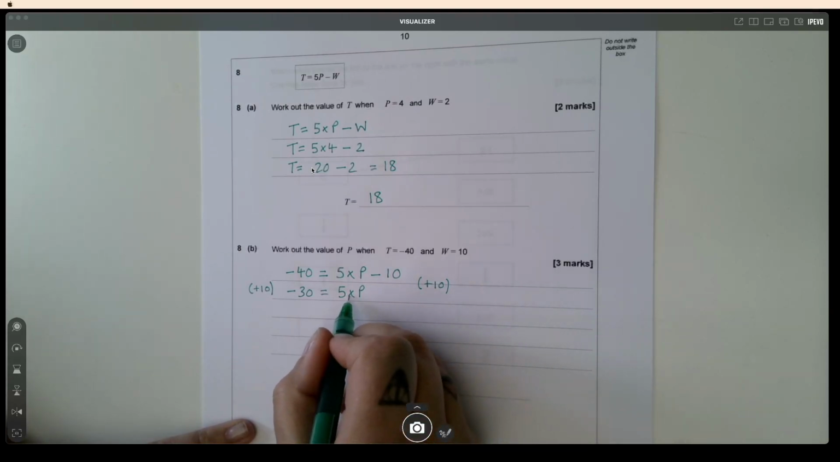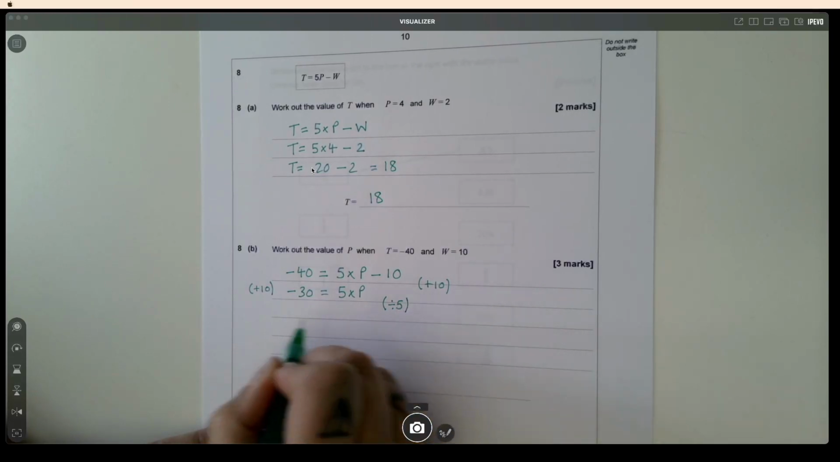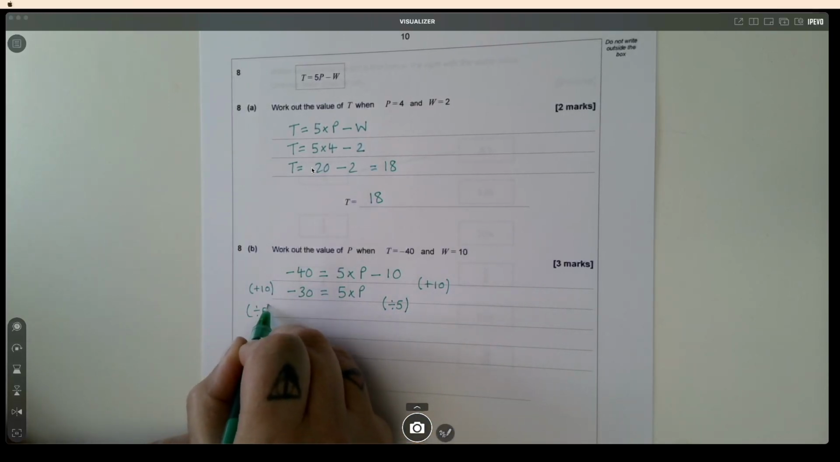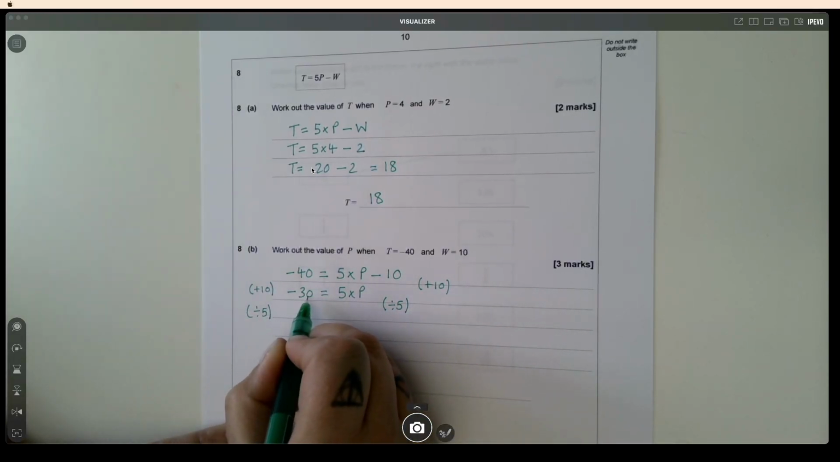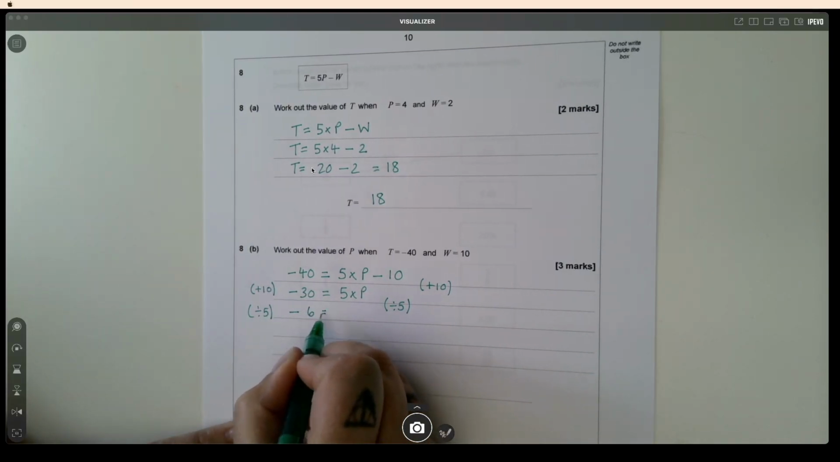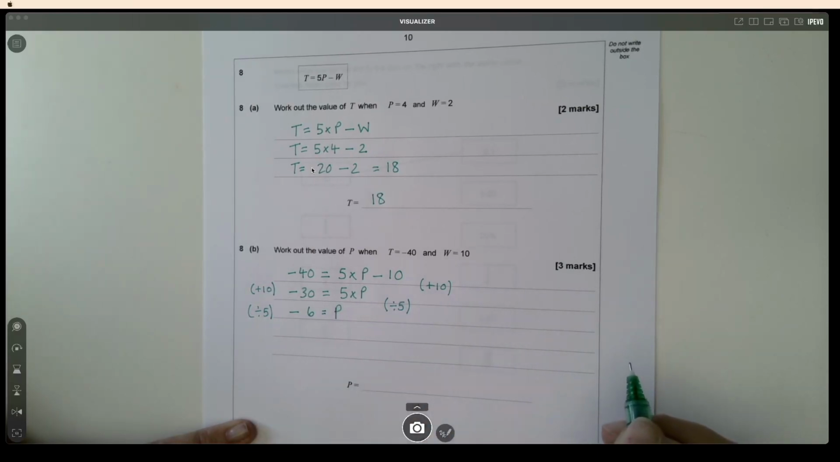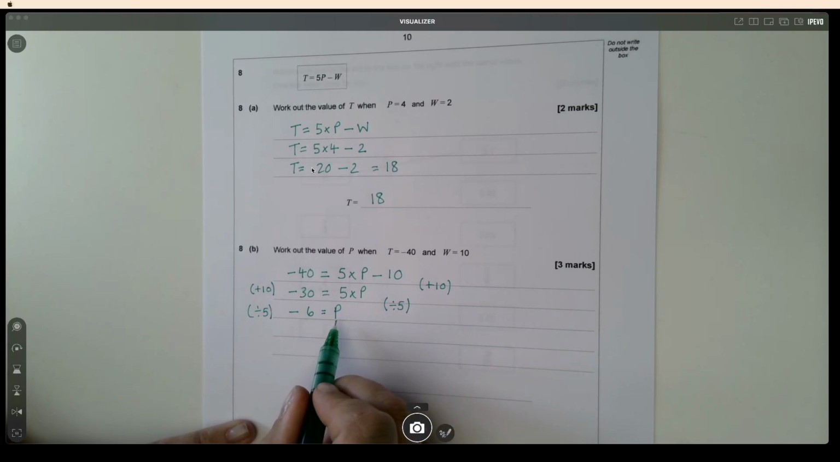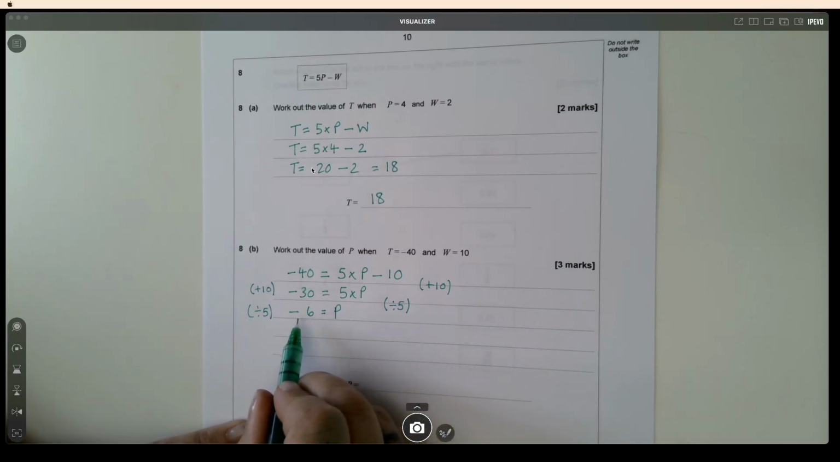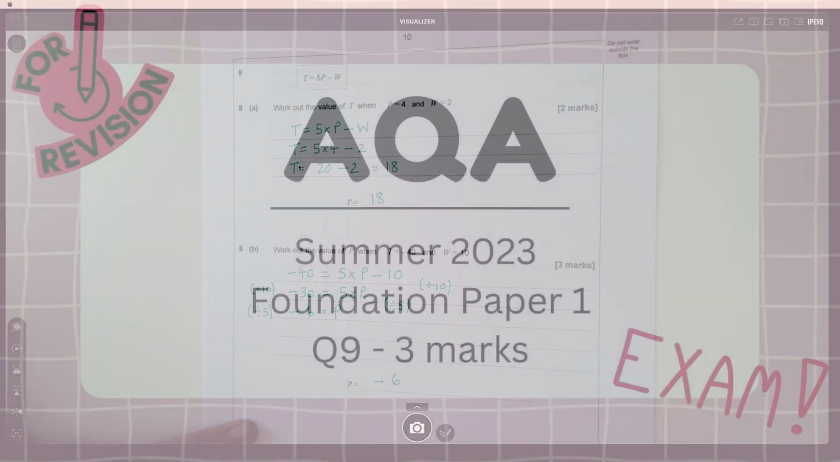Now I'm going to do the inverse of multiplying by 5, which is to divide by 5. And I need to do that to both sides. So negative 30 divided by positive 5 is negative 6. And 5 times P divided by 5 just leaves us with P. Doesn't matter that the P is on the right hand side. What matters is we have this answer here. So P is equal to minus 6.